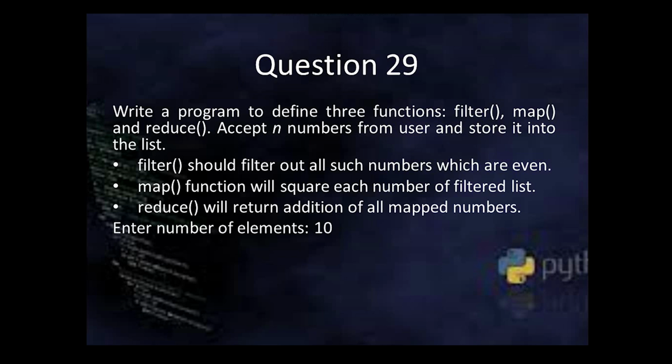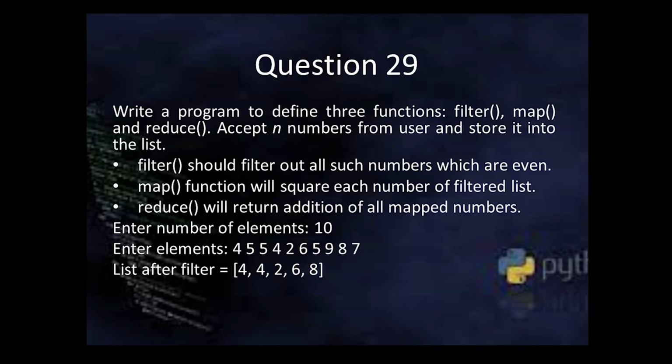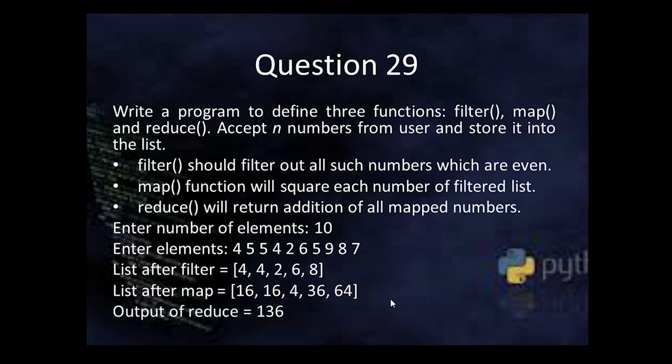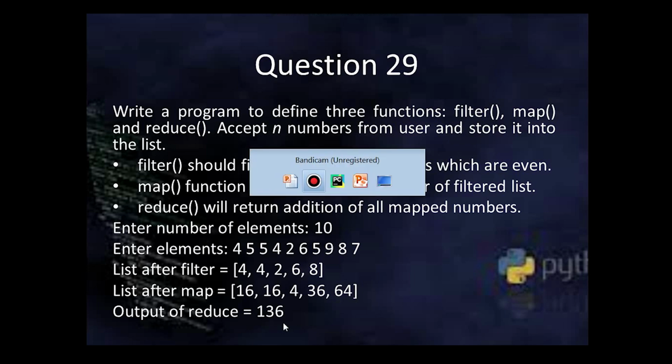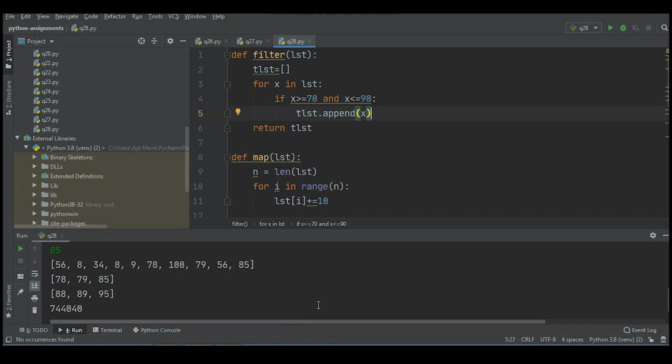Let's take an example: enter number of elements, 10. I've entered 10 values. List after filter: you'll get this filtered list. These are all even values. List after map: in this filtered list, each and every value is squared. And last, the output of reduce, which is the addition of all these elements. Come on, let's solve it as soon as possible because we have to solve many more questions.